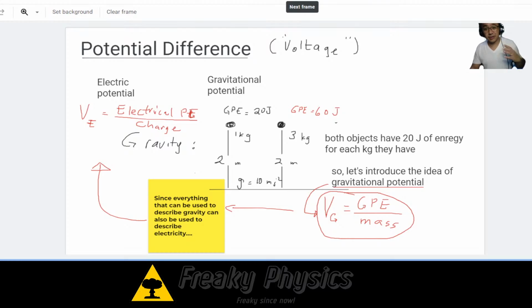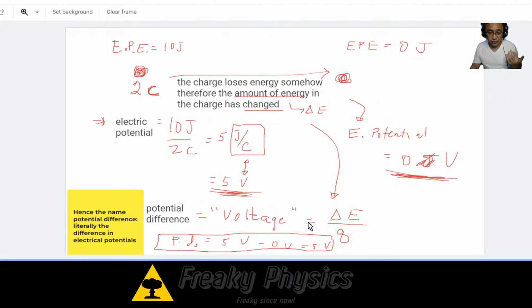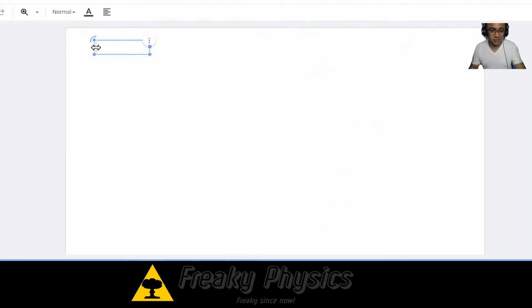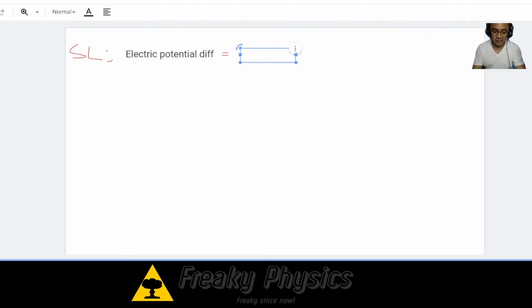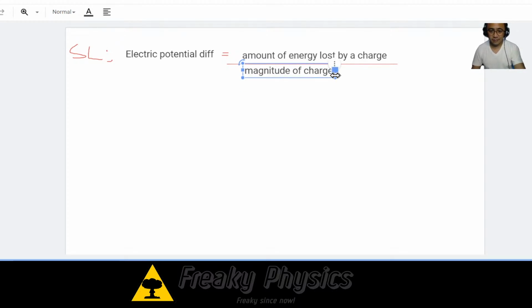All right. So in terms of SL, all you have to do is basically say that the electric potential difference is equal to the amount of energy lost by a charge divided by the magnitude of the charge.